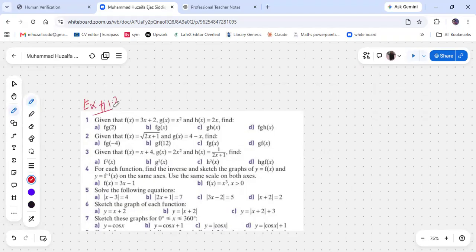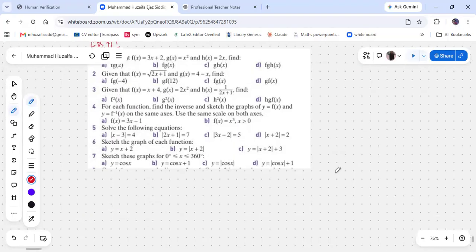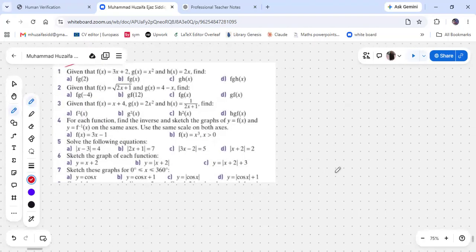Exercise 1.2. Look at here. f of x is equal to this one, g of x is equal to this, and h of x is equal to this, and we want to find f of g of 2. So first of all, we want to find f of g of x.